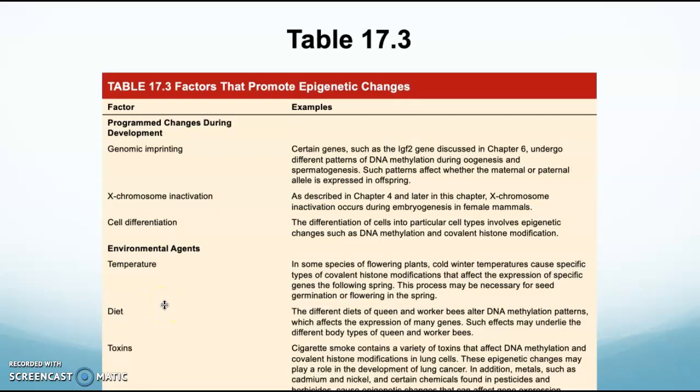You may have to look in your book on this, but we can look at temperature. This is common in some plants: cold weather temperatures cause specific modifications that affect expression, and then the following spring it may actually change. We can also see this in diet. We'll look at bees, and we also see this in some cases in mice. And then with toxins, cigarette smoke is one where we see epigenetic changes in lung tissue, so we can see an increase of lung cancer because of it.